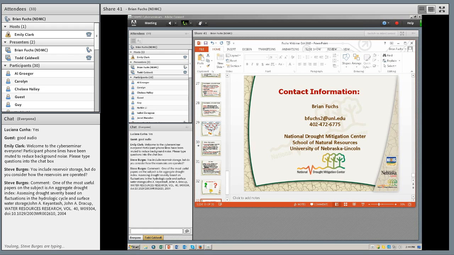And Steve, in your follow-up comment, yes, I've read that paper. It's been well circulated through the drought community, and I agree with you. It is a very, very good paper on this aggregate drought index.